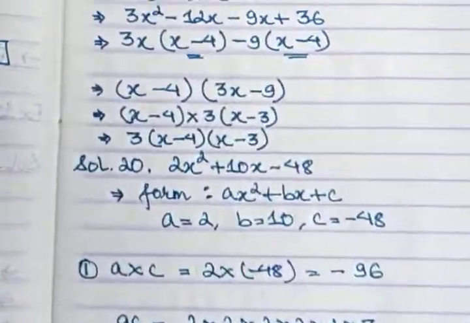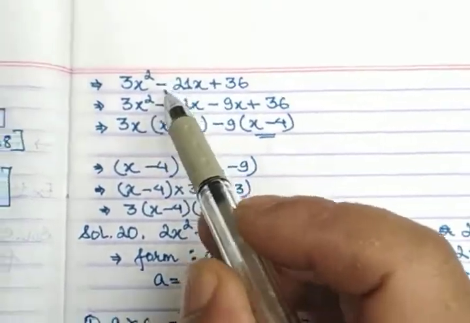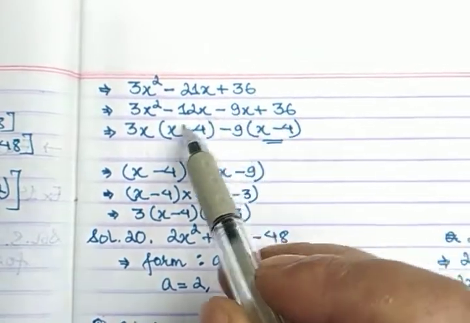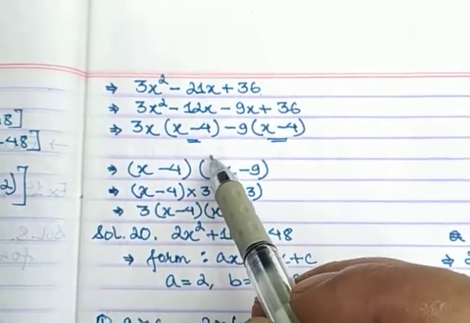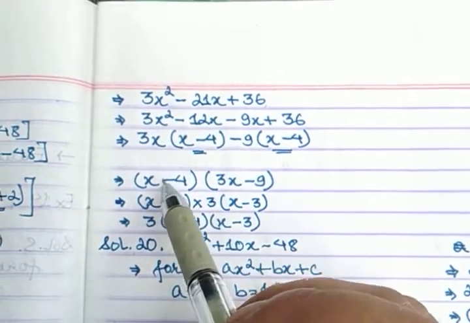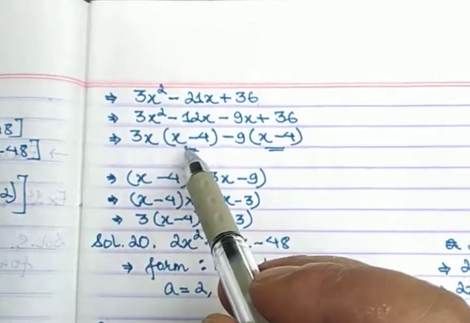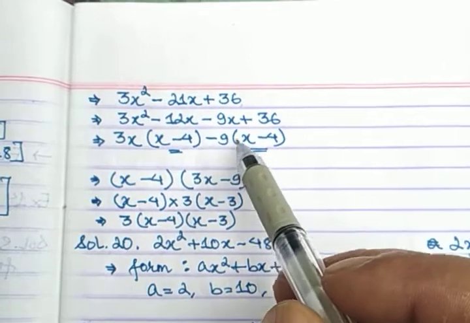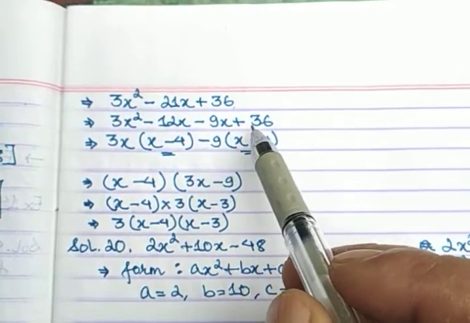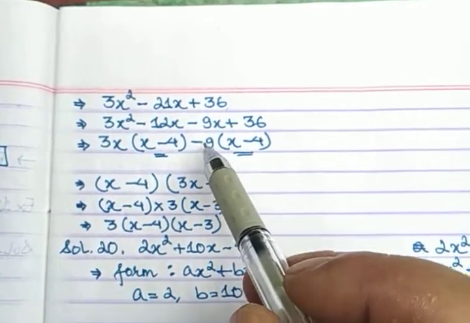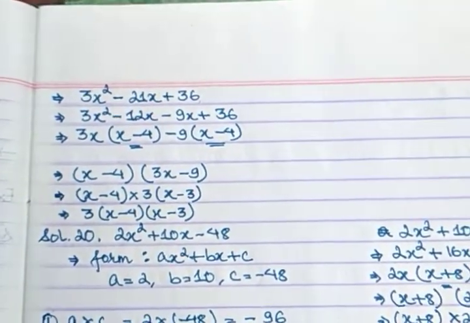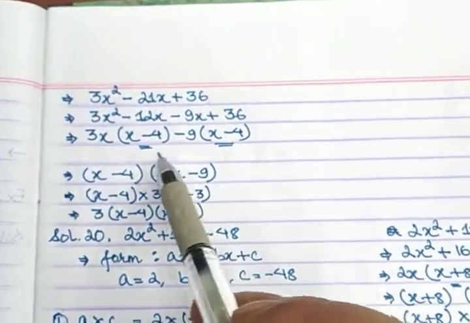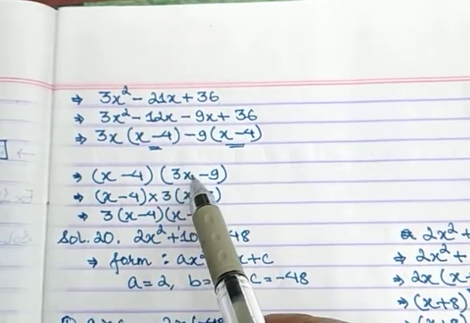So that is what I have done here. See, 3x squared minus 21x plus 36, with minus 12 and minus 9 in the middle term. So now from the first two terms I have taken 3x common. So what is left? x minus 4. Minus 9 is common from the third and fourth terms. So if I take minus 9 common, x minus 4 again, the second last line before the solution. So x minus 4 is common, so x minus 4, 3x minus 9.